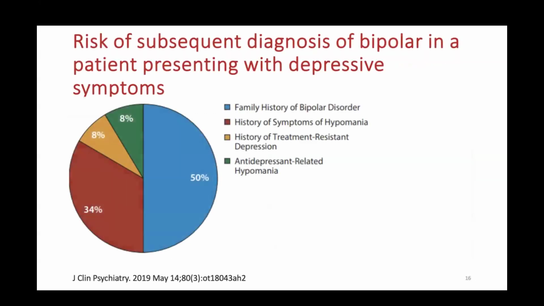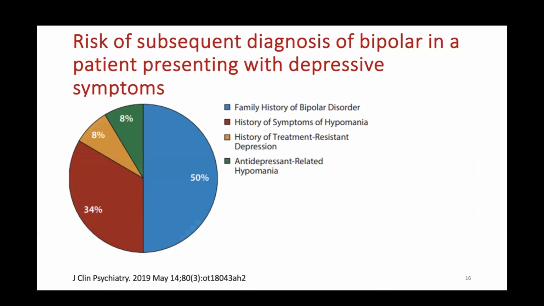The risk of subsequent diagnosis of bipolar in a patient presenting with depressive symptoms: if there is a family history of bipolar disorder, there is a 50% chance of a depression going into bipolarity. History of symptoms of mania, then 34% chance. History of treatment is 8%.